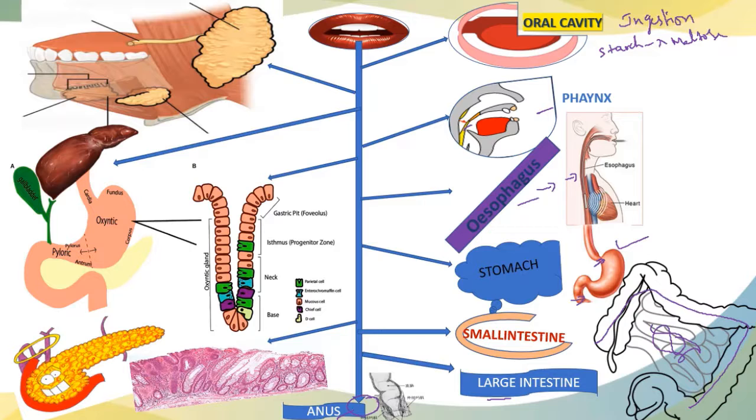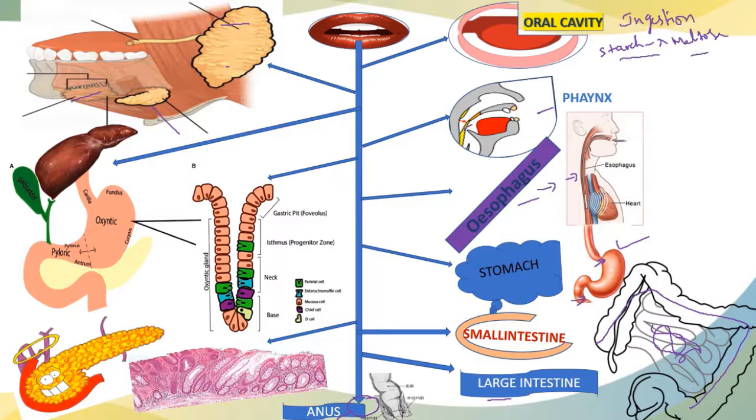And the accessory digestive glands are, as we discussed earlier, number one, salivary glands. There are three types: parotid glands, sublingual glands, and submaxillary glands. This is the parotid gland, and the sublingual glands and submaxillary glands. The saliva contains ptyalin enzyme which digests starch into maltose.